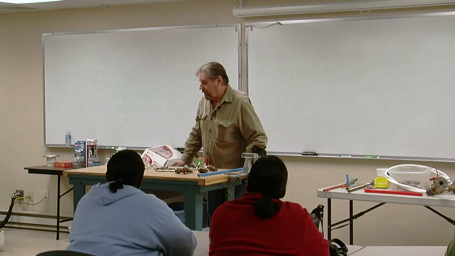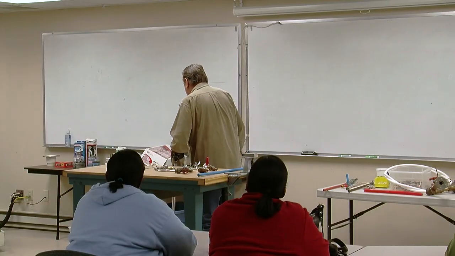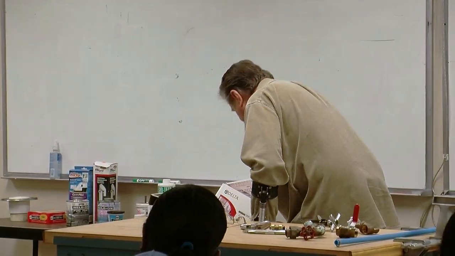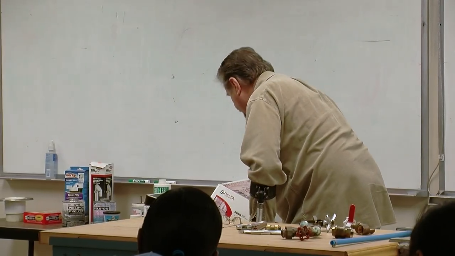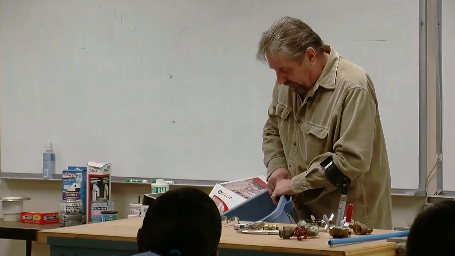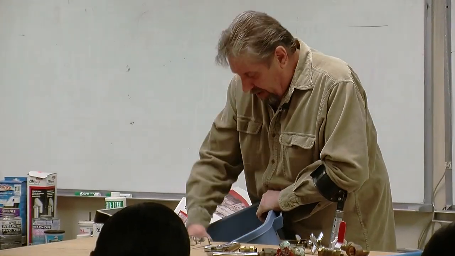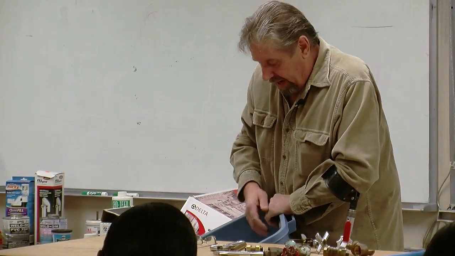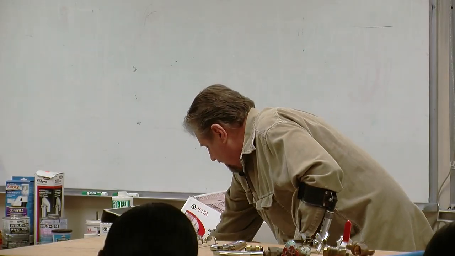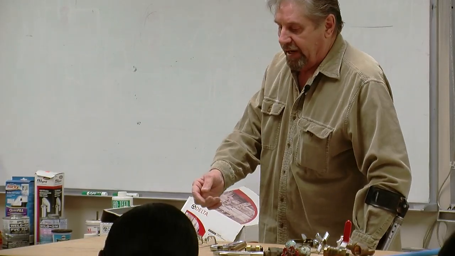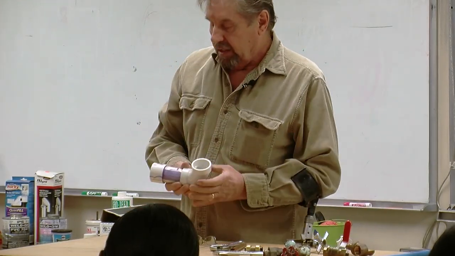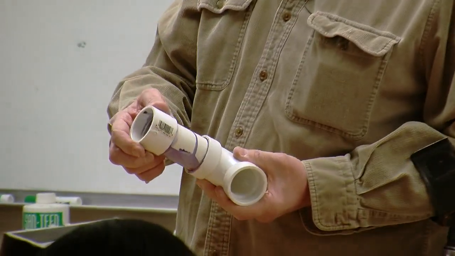Attaching the pipes, what we do is we use a primer and a glue. There are different glues and primers for different types of fittings. So, for example, this is regular PVC here. This would be a 90. This is straight pipe, and this is a coupling.